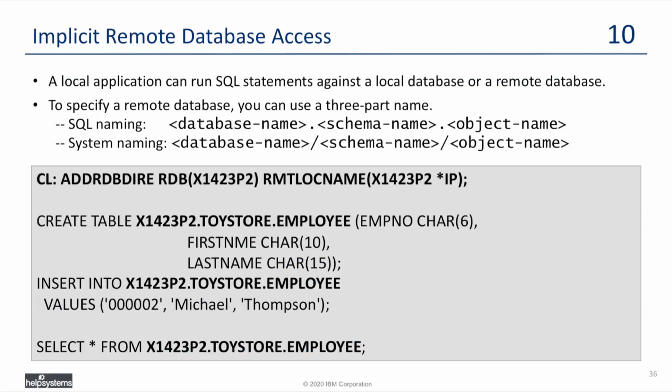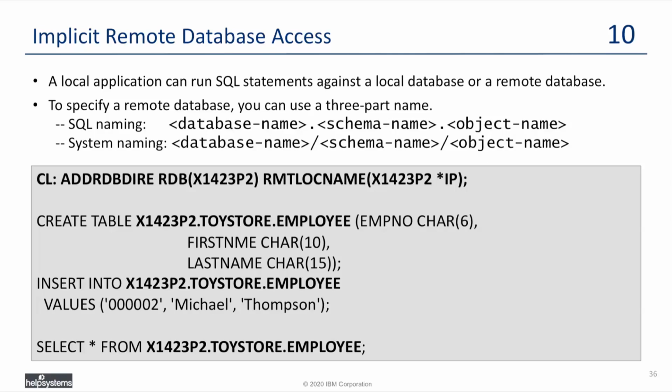With a three-part name, the first part of the name is what relational database do you want us to be working with for this statement. There's a requirement that you can only have one remote database specified in any SQL statement. Like any requirement, there's some exceptions to the rule that I'll show you in just a second. And in this slide, we see some examples of three-part names. From my IBM i, I can create a table on a different IBM i.